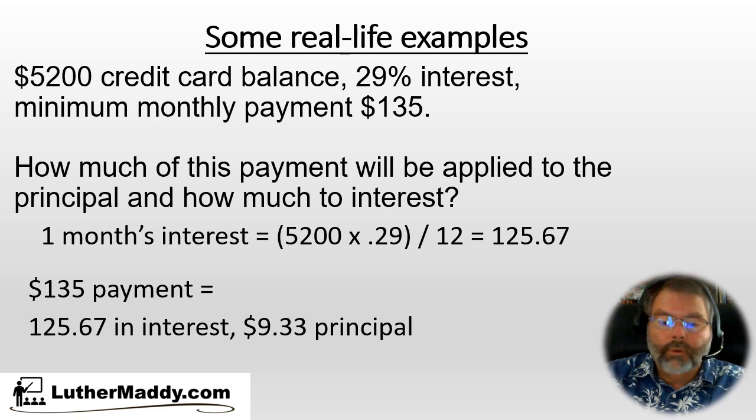Okay, so remember we have a $5,200 credit card balance, we have a 29% interest rate that they charge us, and we made a monthly payment, minimum payment of $135. So 1 month's interest, 5,200 times 0.29 divided by 12, will get us 1 month's interest. We're paying $125.67 in interest for that month. And so of that $135 payment, we subtract the $125.67 in interest. We have $9.33 applied to the principal. It's going to take us literally forever to pay off that credit card, which is why you don't want to make just the minimum payments on your credit cards.